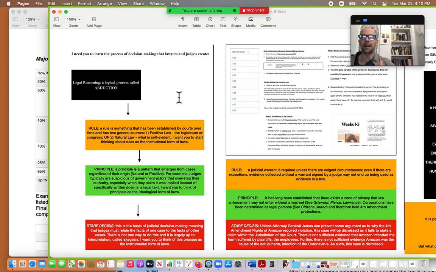We then have to examine this concept of principle, right? So a principle is a pattern that emerges from the cases, whether they're from positive law or whether they're from natural law. As a point of trivia, or something that we would like for you to have learned in another class, natural law was the most common form, both for lawyers, judges, and ordinary folks, until about the middle of the 1800s. So for several hundreds of years, this was kind of the way that people made sense of the world.